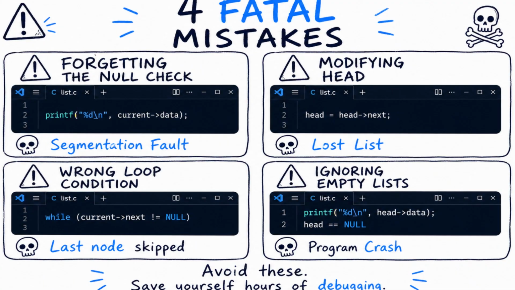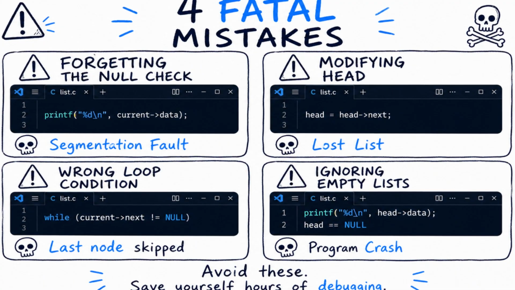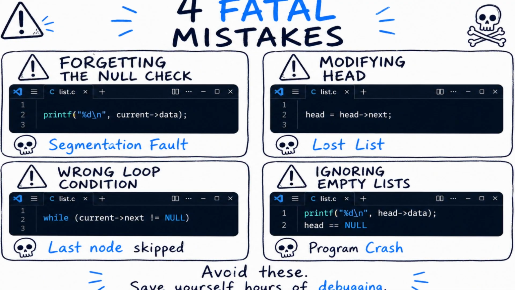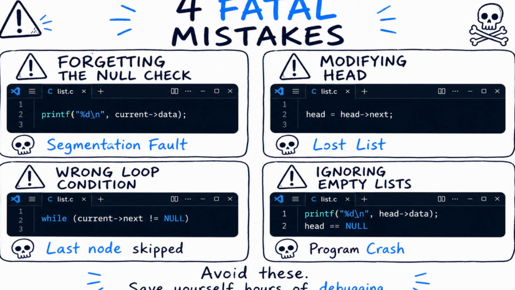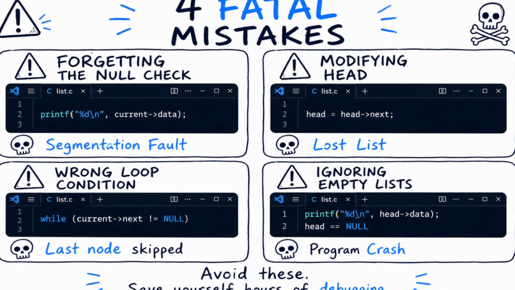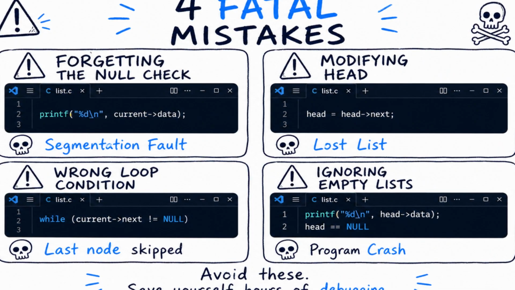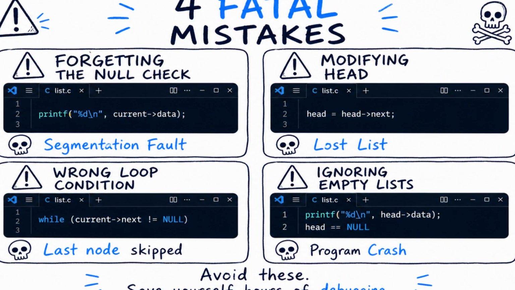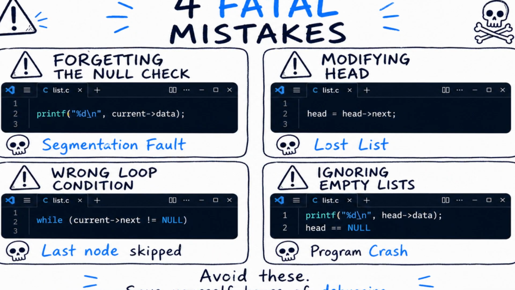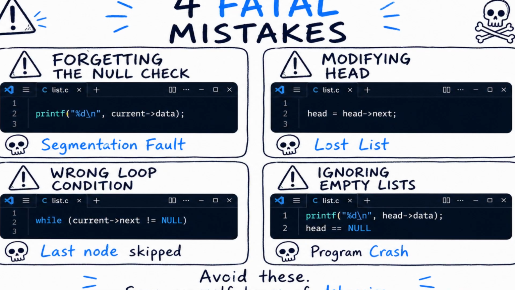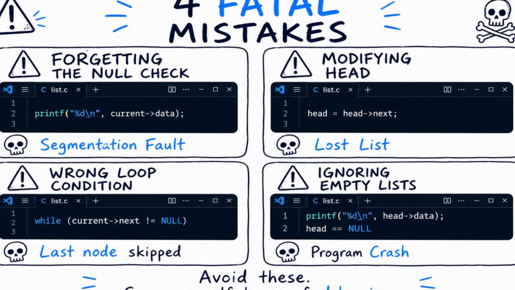So the crucial point is really mapped out right here in this diagnostic matrix. Forgetting your null check on an empty list causes a segmentation fault. Modifying head leaves the entire list permanently orphaned in memory. Screwing up the loop condition breaks your logic and causes data corruption. And printing data from a list without checking if it is empty instantly crashes the program.